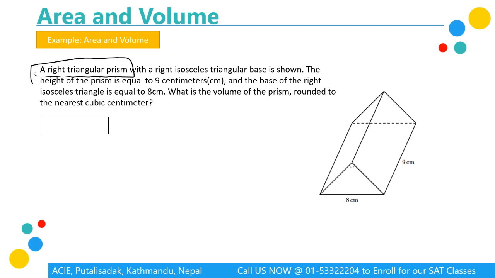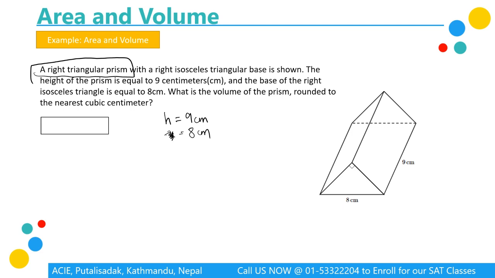A right triangular prism with a right isosceles triangular base is shown. The height of the prism is equal to 9 centimeters, so h is equal to 9 centimeters, and the base of the right isosceles triangle is 8 centimeters. So one side, or x, is equal to 8 centimeters. What is the volume of the prism rounded to the nearest cubic centimeter?